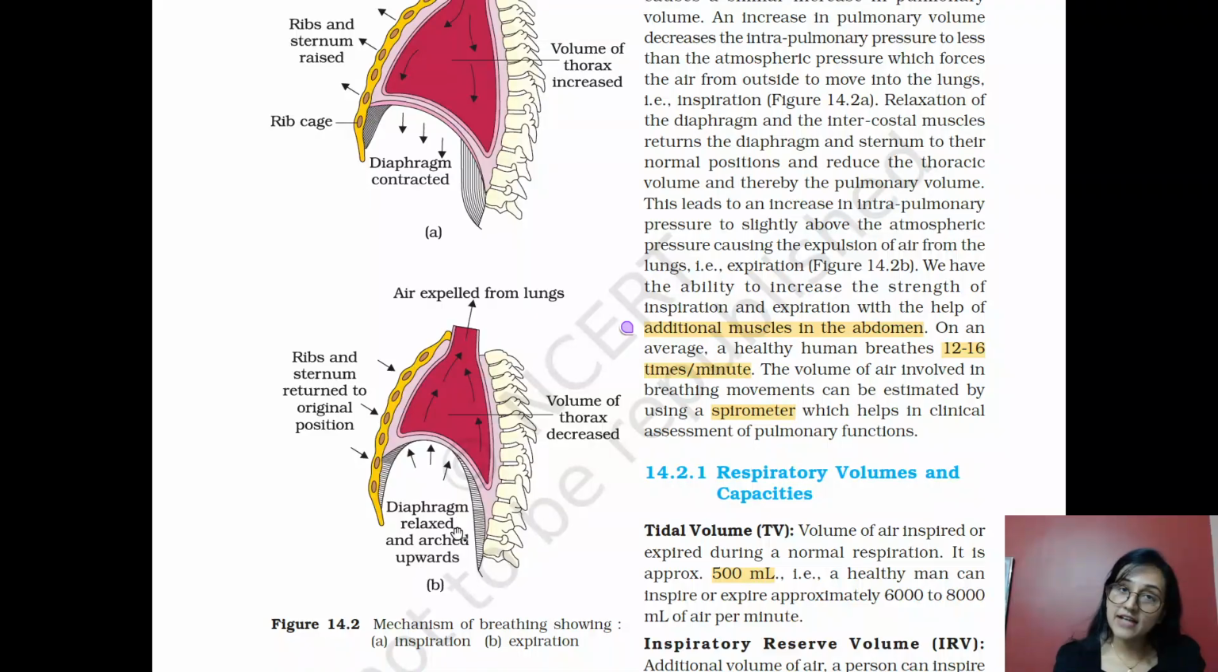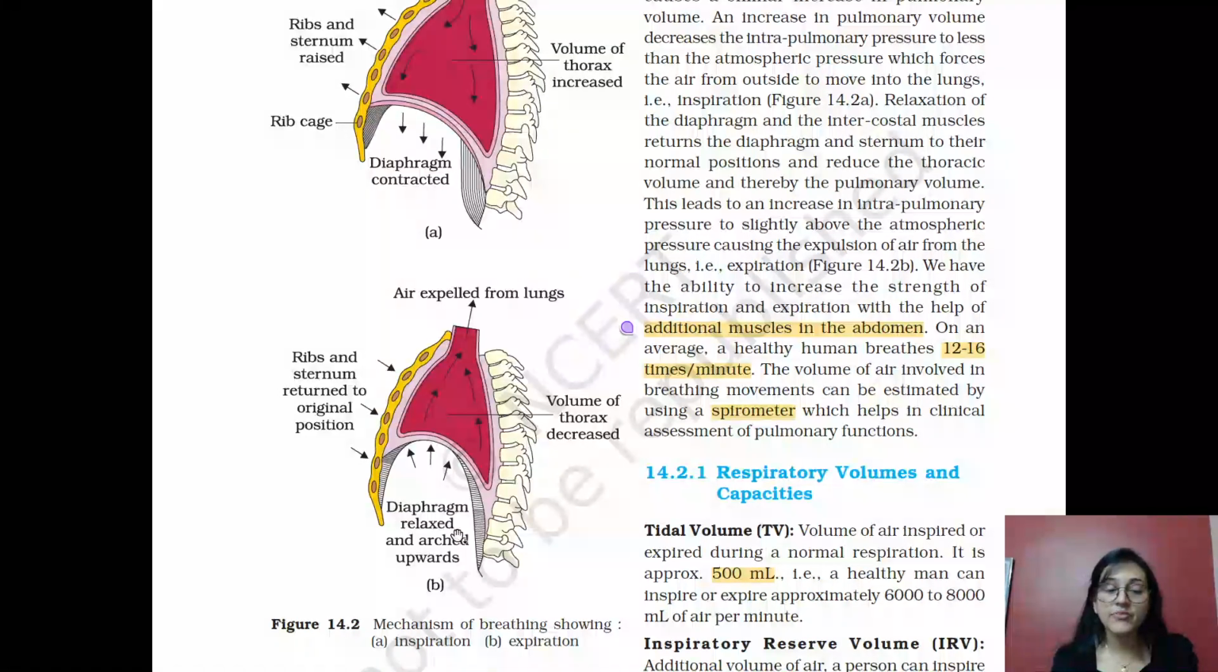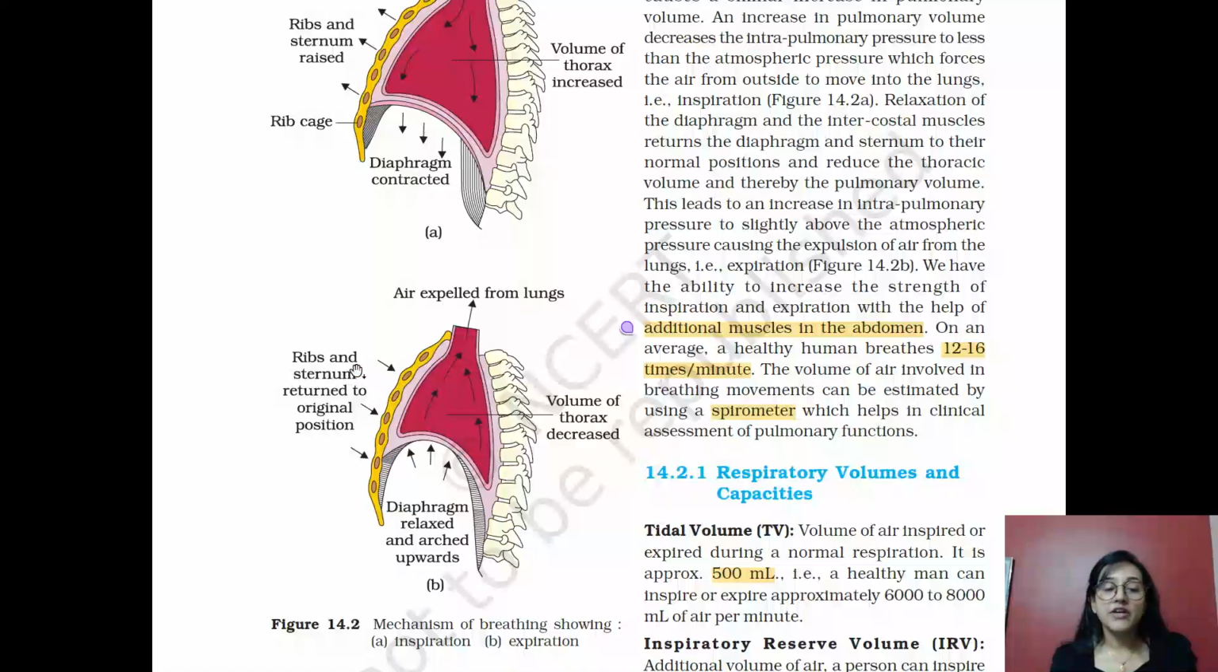So after relaxation, obviously the diaphragm moves upwards and the ribs and sternum are returning to their original position. By this, the volume of the thorax is decreasing. So the pressure inside the thoracic cavity is decreasing and the atmospheric pressure is now less than the intrapulmonary pressure. So the air is expelled out from the lungs. It is known as expiration.